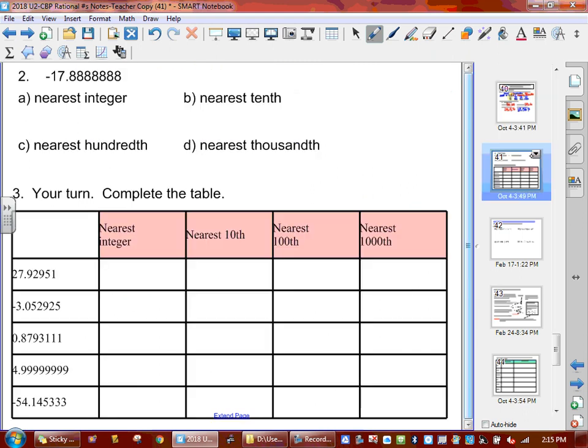So let's take a look at the next one on the bottom. You guys try that one. You guys round number 2. We'll take it up. So you're going to look at this number. What does the 8 make the 7 do? Go up to an 8, yeah. So negative 18. Okay, you guys do the rest. There's 3 more. You guys try and round those. We'll see how you do here.